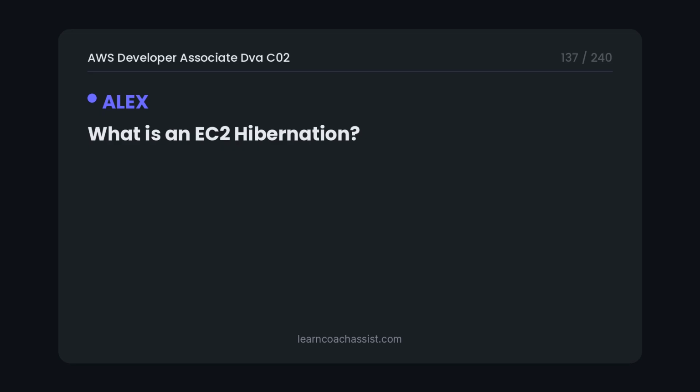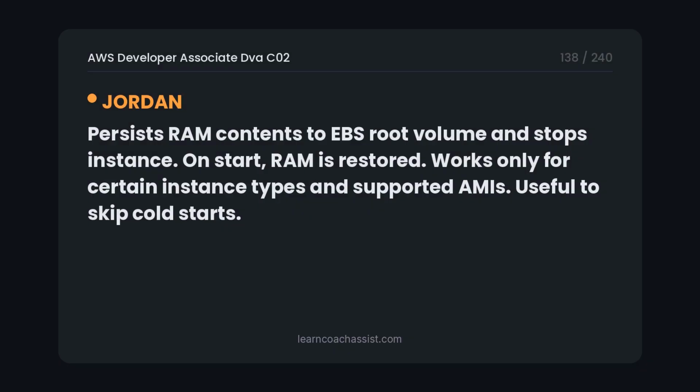What is EC2 hibernation? Persists RAM contents to the EBS root volume and stops the instance. On start, RAM is restored. Works only for certain instance types and supported AMIs. Useful to skip cold starts.